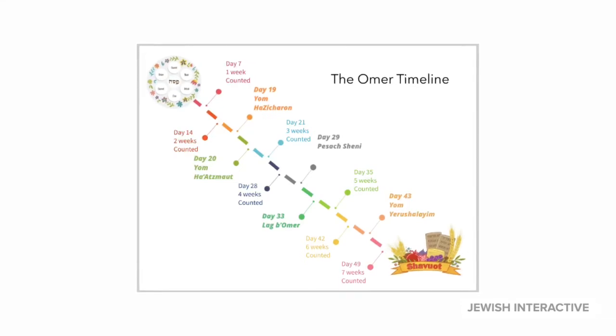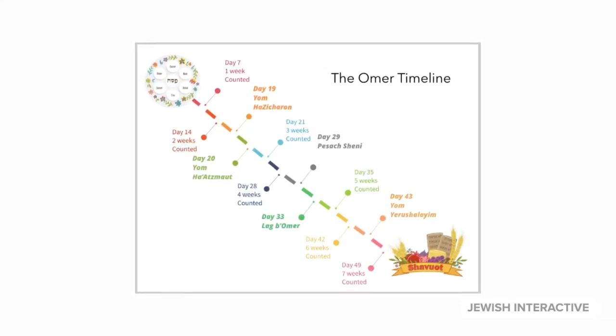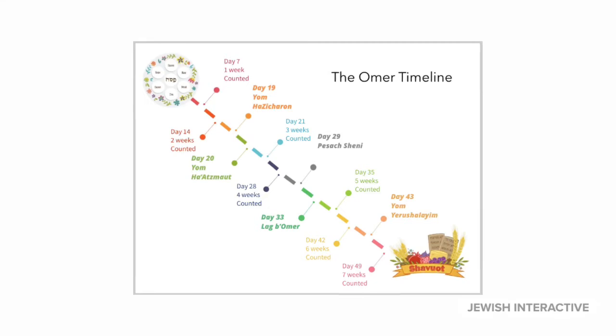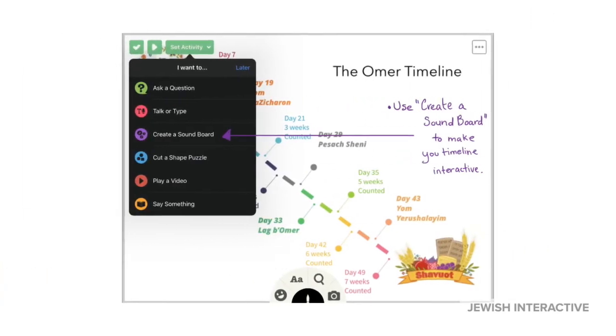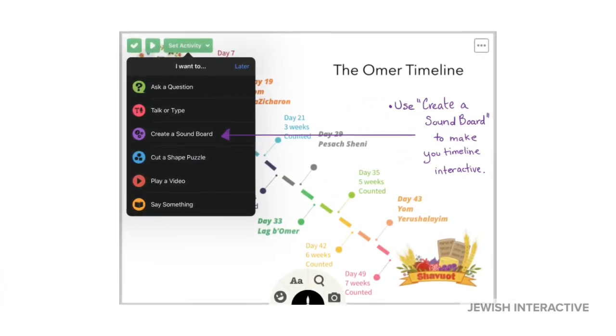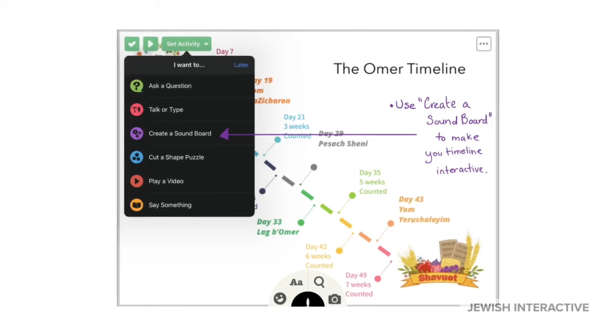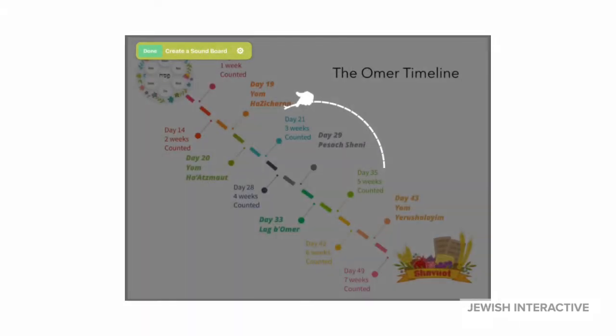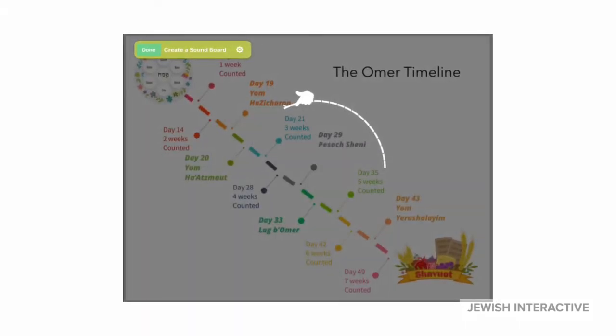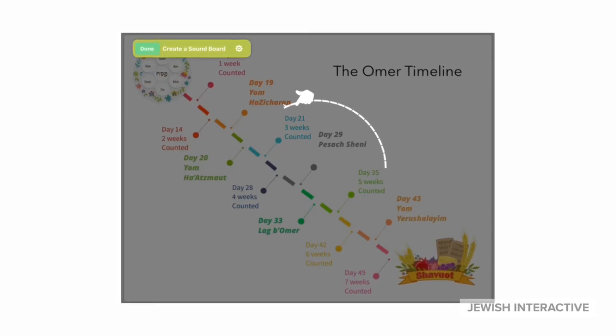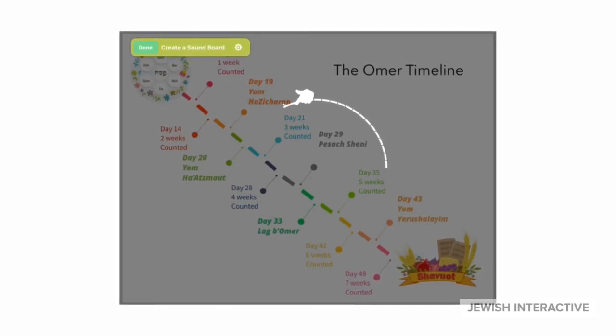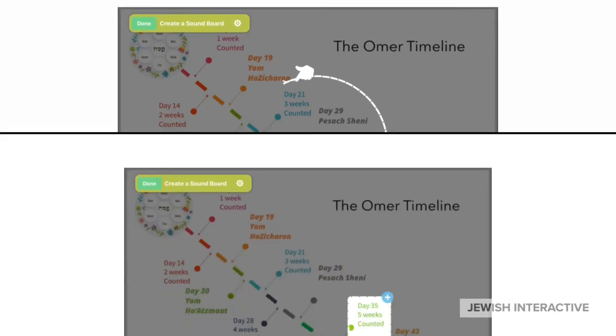Mark the weeks that have been counted and the special days we celebrate over the Omer. To make your JITap game interactive, choose Soundboard. Outline each area you want to turn into a hotspot or button to have your voice heard when tapped.